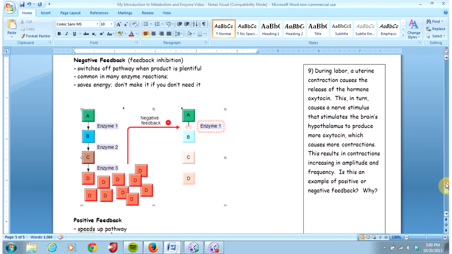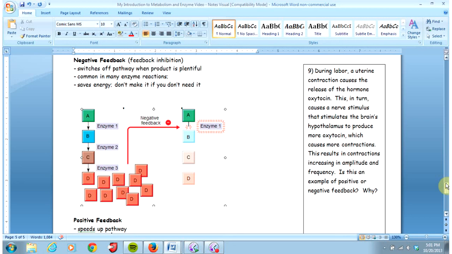All right, number 9 asks whether the situation that's given is an example of negative or positive feedback. It says, during labor, a uterine contraction causes the release of the hormone oxytocin. This, in turn, causes a nerve stimulus that stimulates the brain's hypothalamus to produce more oxytocin, which causes more contractions. This results in contractions increasing in amplitude and frequency. Is this an example of positive or negative feedback, and why?